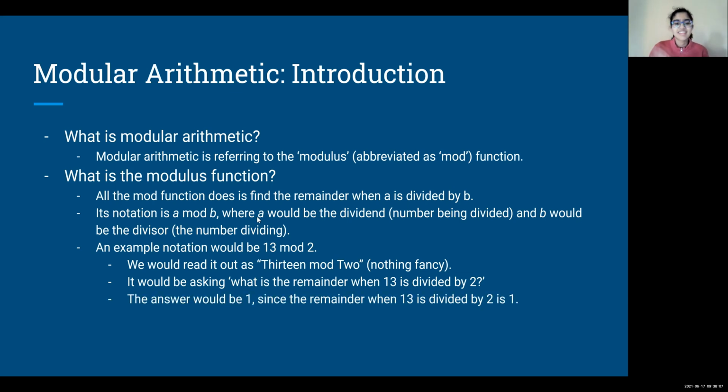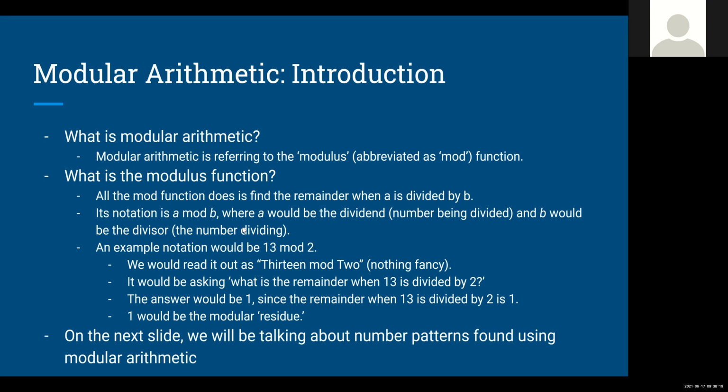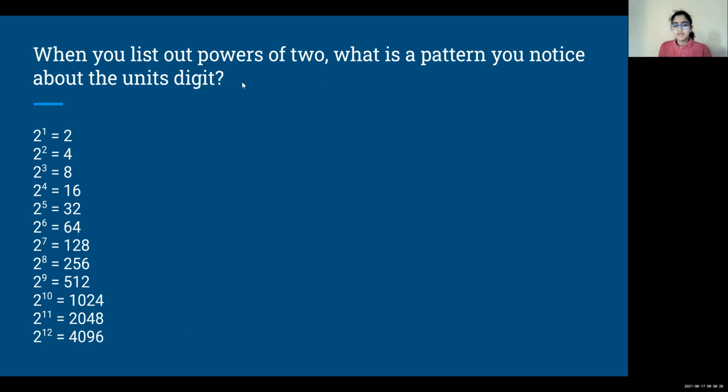It would be 1 since the remainder is 1 when dividing by 2. That's just the residue. All right, so on the next slide, we're going to be talking about other number patterns found using modular arithmetic. In each of these numbers, I want you to type in the chat what you notice about the units digits. We have 2, 4, 8, 16, 32, and the rest of the pattern of the powers of 2. In the chat, type in what you noticed about the units digit for all of these numbers.